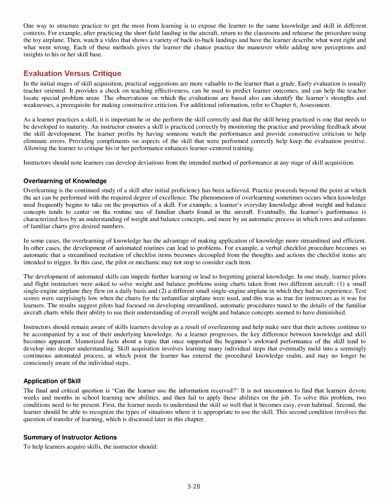Overlearning of knowledge. Overlearning is the continued study of a skill after initial proficiency has been achieved. Practice proceeds beyond the point at which the act can be performed with the required degree of excellence. The phenomenon of overlearning sometimes occurs when knowledge used frequently begins to take on the properties of a skill. For example, a learner's everyday knowledge about weight and balance concepts tends to center on the routine use of familiar charts found in the aircraft. Eventually, the learner's performance is characterized less by an understanding of weight and balance concepts, and more by an automatic process in which rows and columns of familiar charts give desired numbers.